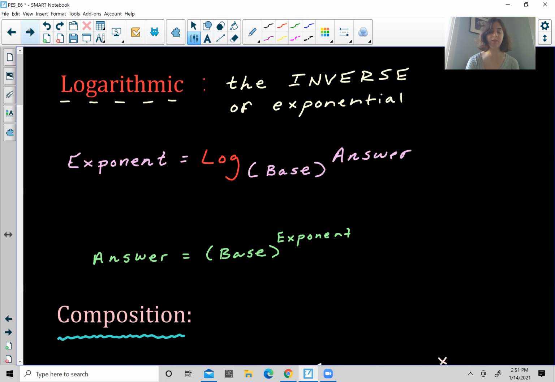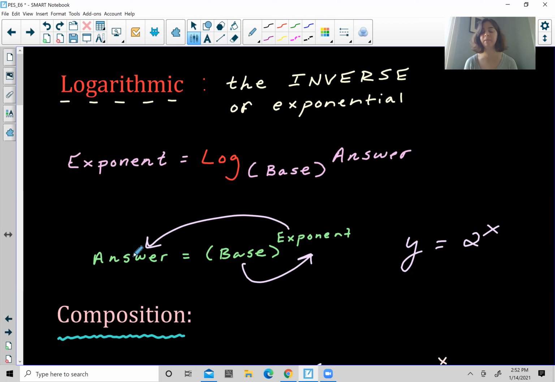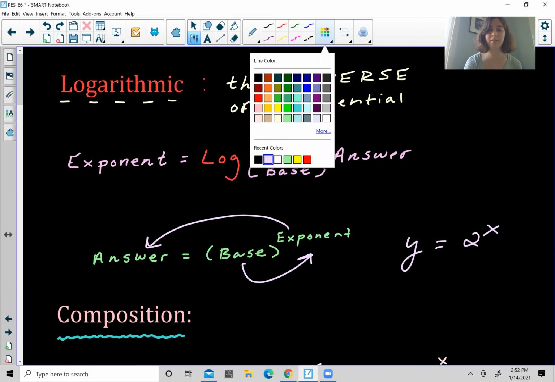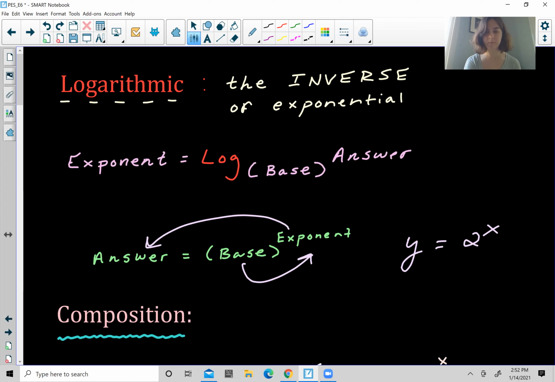And here's one way that you can look at it. For something like y equals 2 to the power of x, we have a base that we raise to an exponent, and it'll get us some sort of answer. So I can plug in 3 for x, and you're going to get an answer of 8, right? So what a logarithm does is it takes that answer that you got, and it's going to apply the logarithm, and it will give you the exponent that would have created that answer.